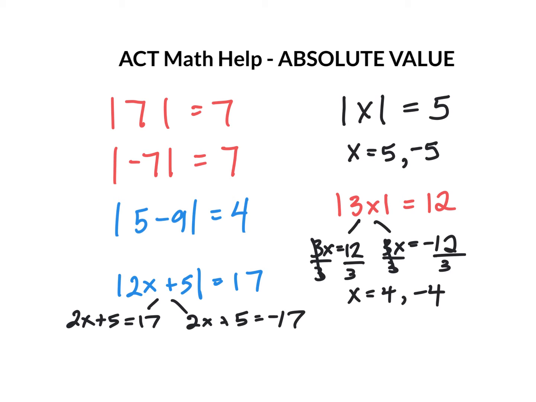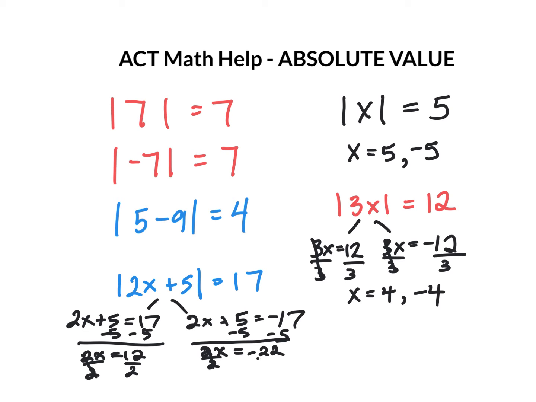Well, we'd subtract 5, normal algebra steps. 2x is 12. We'd subtract 5 here as well. Be a little careful with our negatives. 2x is -22. Divide by 2. So 12 divided by 2 is 6. -22 divided by 2 is -11. And there are two solutions.